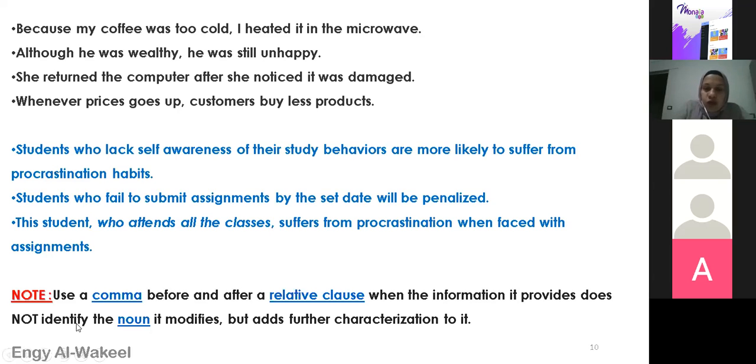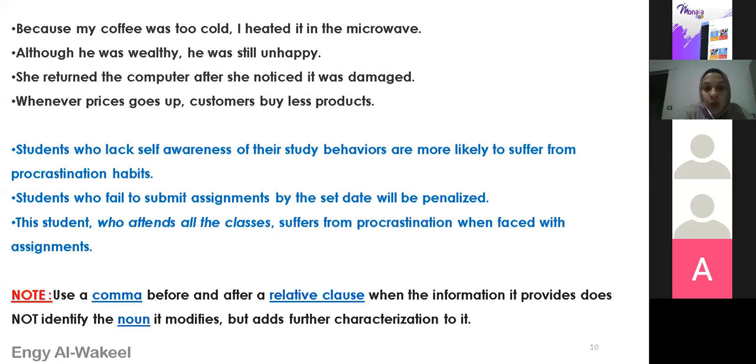Here's the note, I wrote it already. Let's read it together. Use a comma before and after a relative clause when the information it provides does not identify the noun it modifies. It means that if you remove it, it will not affect the meaning of the sentence. It's not the main part of my sentence. You got it? Or not yet? Again, the second one, which already has the two commas.